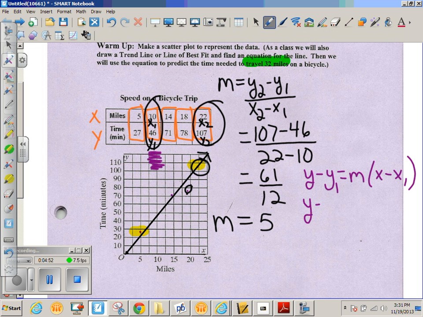So I have y minus 46 is equal to 5 times x minus 10. From here, we know to distribute the 5.